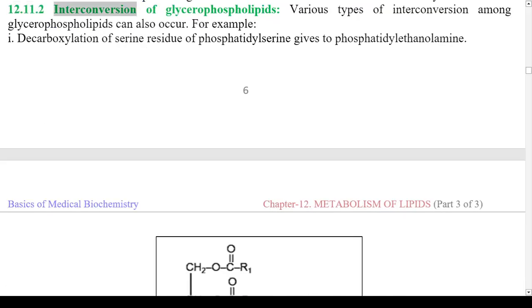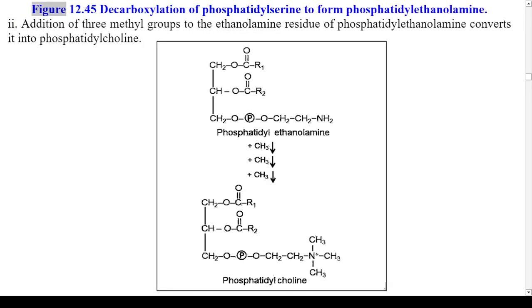12.11.2 Interconversion of glycerophospholipids. Various types of interconversion among glycerophospholipids can also occur. For example, 1. Decarboxylation of the serine residue of phosphatidylserine gives phosphatidylethanolamine. Figure 12.45 Decarboxylation of phosphatidylserine to form phosphatidylethanolamine.